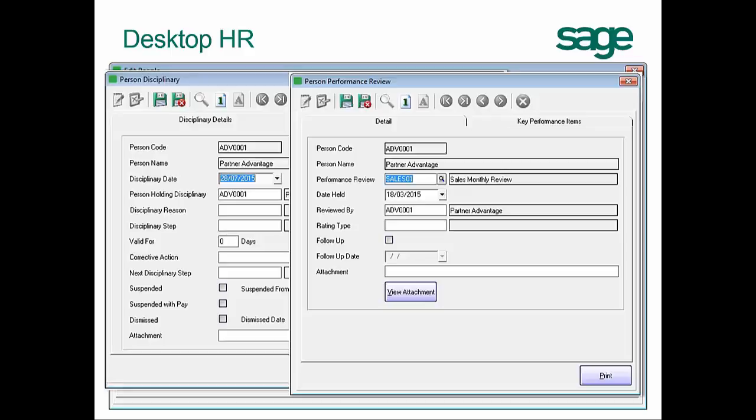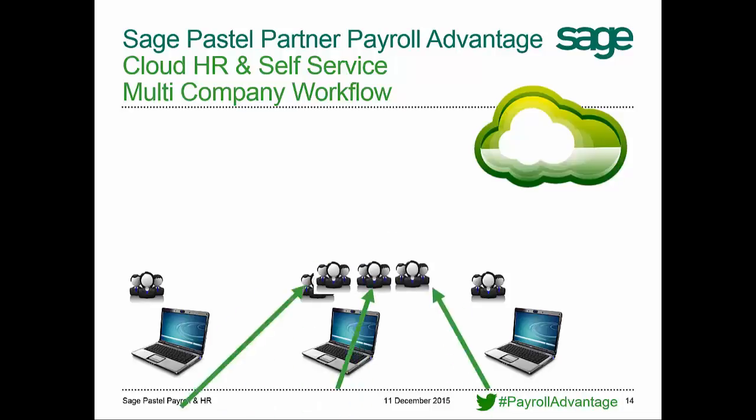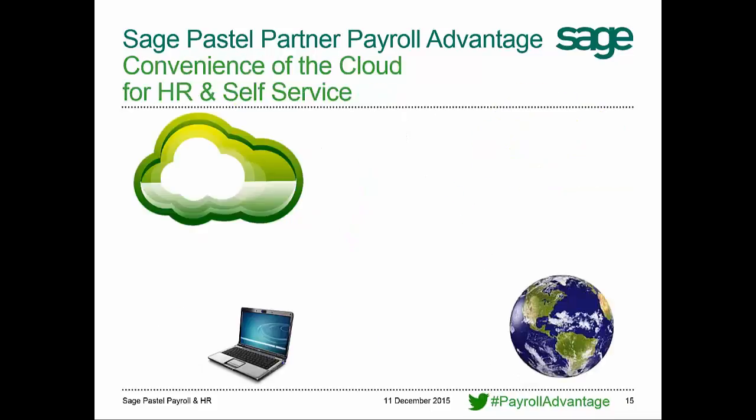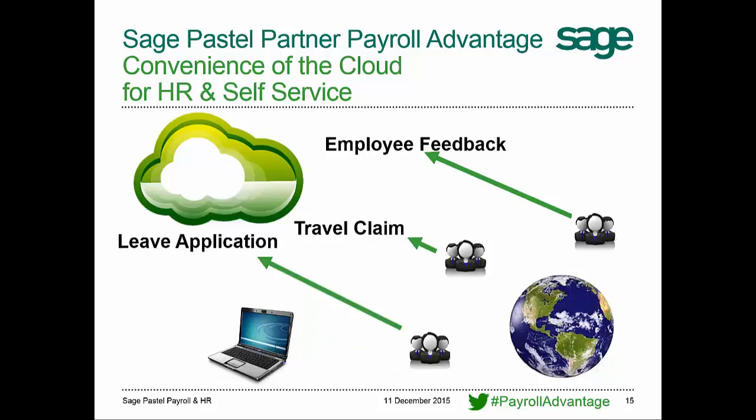Back to the self-service offering, we have enabled a multi-company workflow option. This means that separate databases can be selected and a single workflow can be created with employees from each database. This makes the convenience of the cloud just so much more prominent. Whether it's employee feedback forms that you need to complete, travel claims, or leave submissions, all the information can be pulled back straight into your desktop.